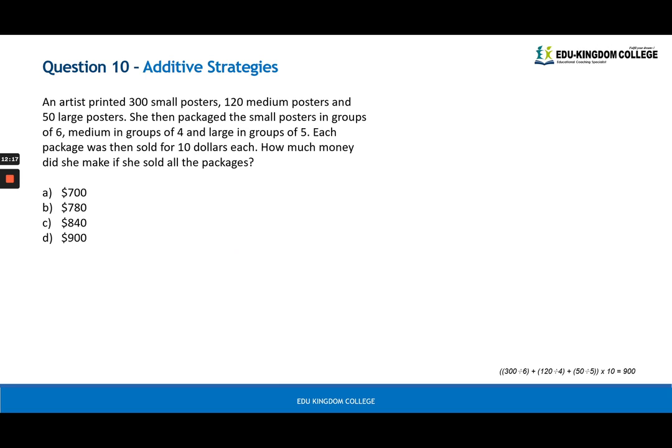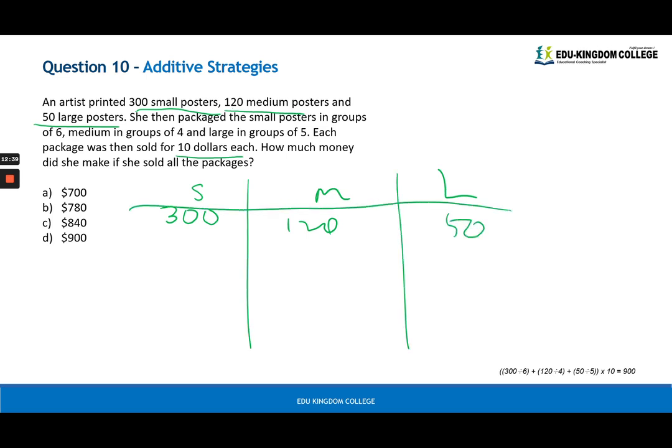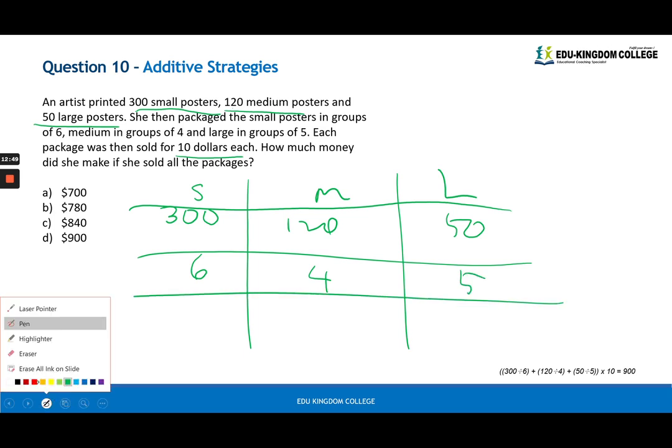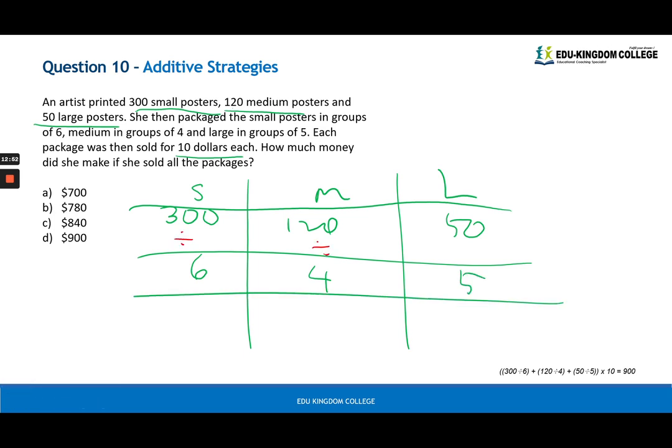And last question. So we have 300 small posters, 120 medium posters, and 50 large, and we're packing them in groups. So we have to divide. Each package was then sold for $10 each. How much money did you make? Okay, so let's group the small, medium, large. Notice how I'm labeling it as I go, so it's easier for me to find my information. Then we have groups: smalls are in 6, mediums are in 4, larges are in 5. You see how they have kind of mixed the numbers up so that they purposely confuse you. So be careful with that.